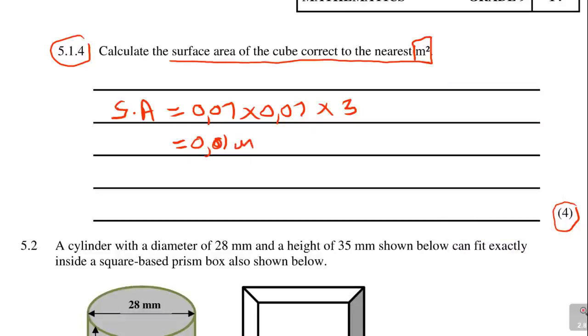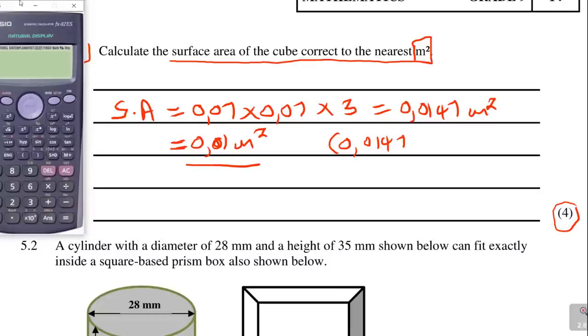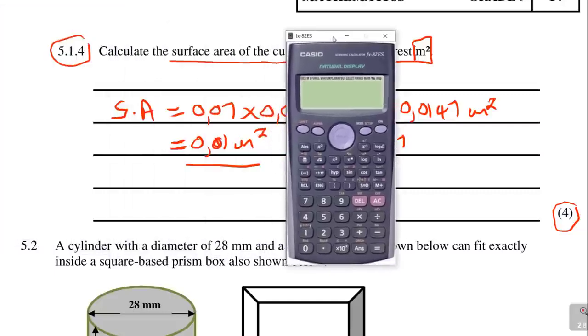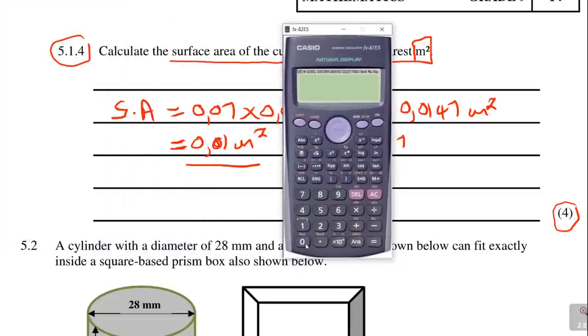0,01 meter squared. Remember, the answer was actually 0,0147. You can write it here, 0,0147 meter squared, then equal to, then you round off. Did you see how I rounded off to 2 decimal places? Let me repeat again. This is what you do. You get your answer, 0,0147. This was our answer, equal to.